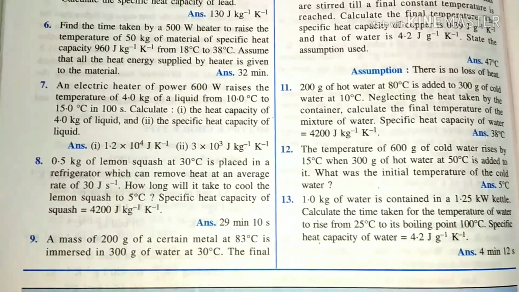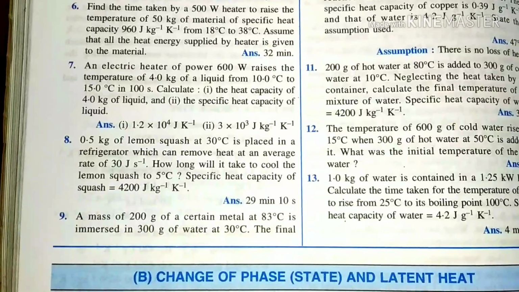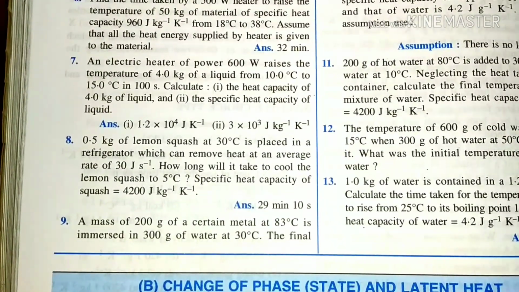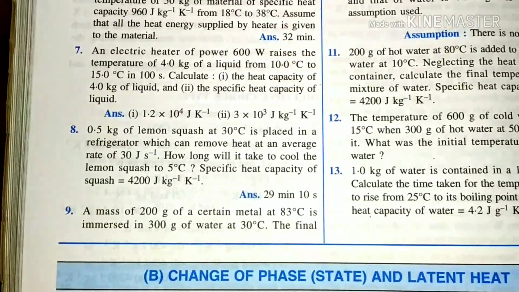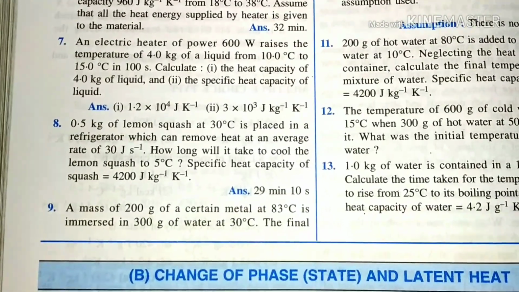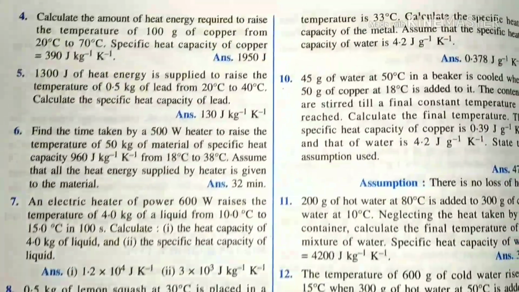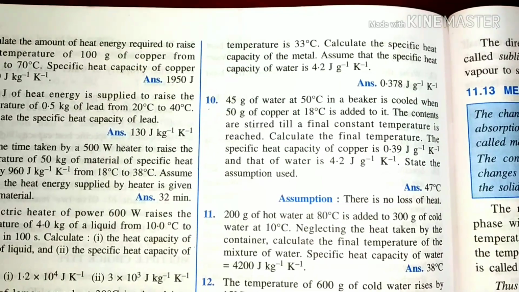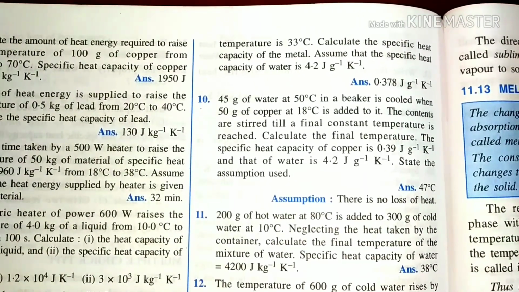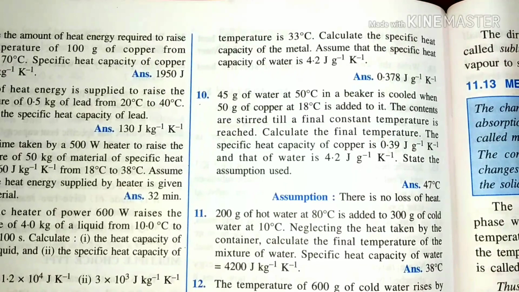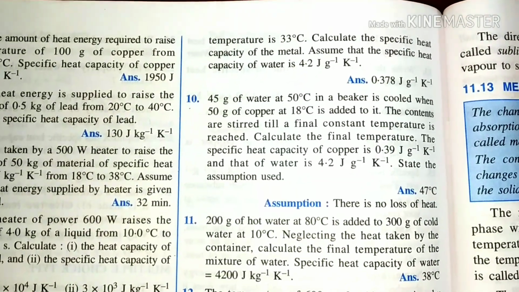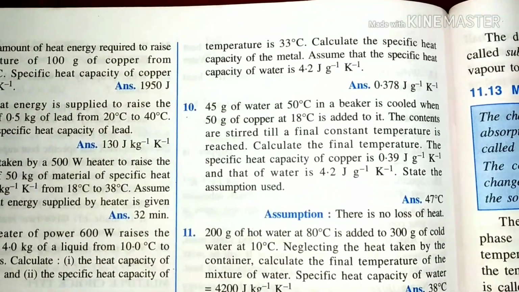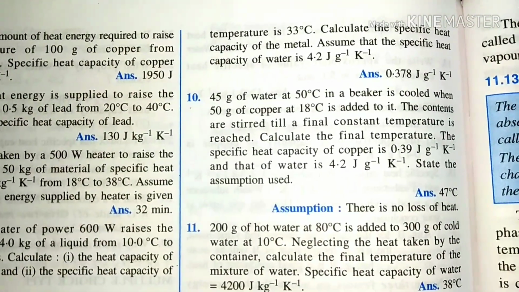Sum number 9, it's written: a mass of 200 gram of a certain metal at 80 degrees Celsius is immersed in 300 gram of water at 30 degrees Celsius. The final temperature is 33 degrees Celsius. Calculate the specific heat capacity of the metal. Assume that the specific heat capacity of water is 4 joule per gram per Kelvin.